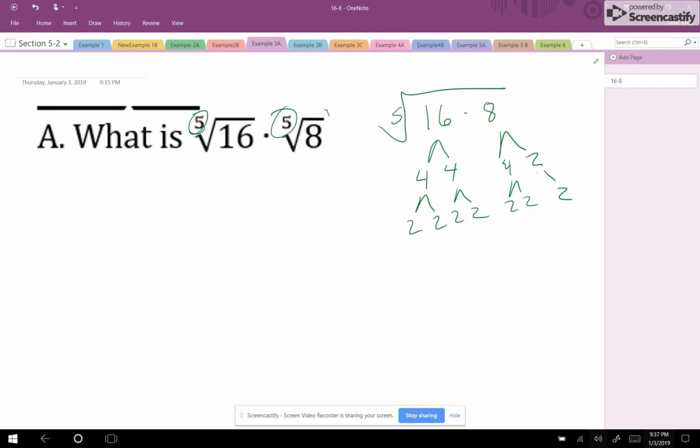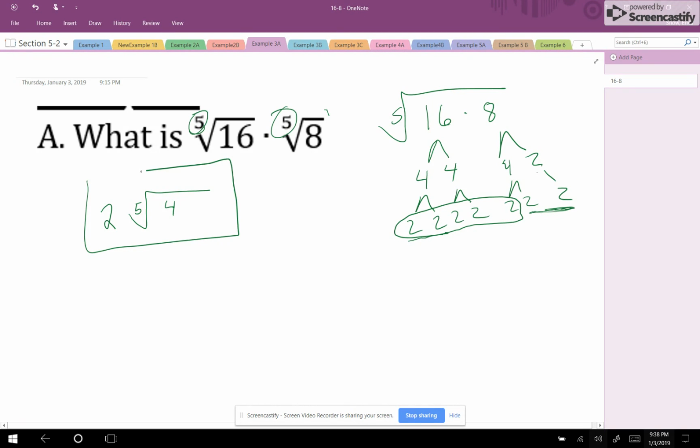Well, we know that with an index of 5, we need 5 2's. So there's 1, 2, 3, 4, 5 2's. So that 2 comes outside of our radical. Then our leftover 2's, and there are 2 of them, we multiply together and put them back under our radical sign with an index of 5. So the reduced radical form of this expression is just 2 5th root of 4, or 2 times the 5th root of 4. There's always an imaginary, invisible multiplication sign right there.